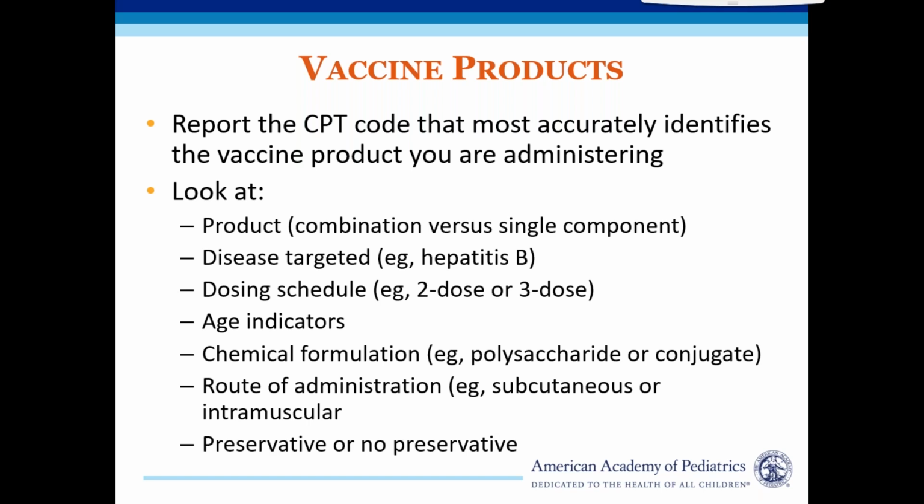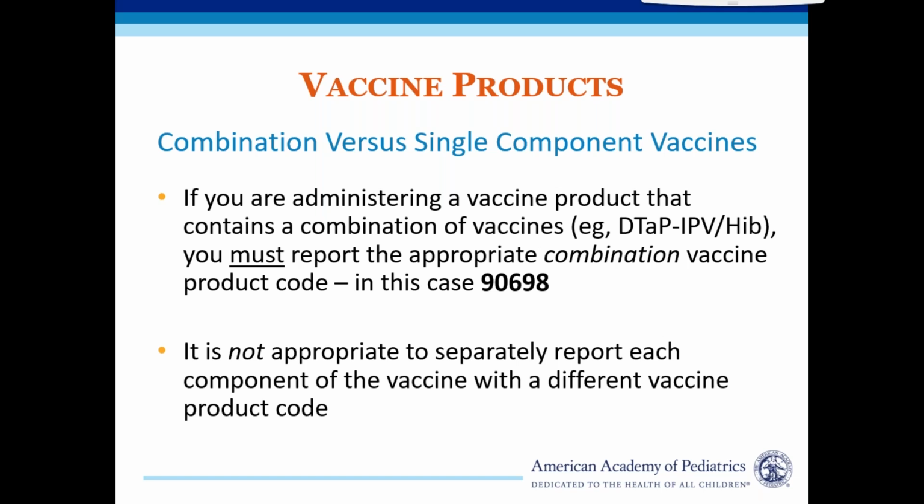Now remember, when you're reporting your vaccine product code, you must report the code that most accurately identifies the vaccine you're administering. There are many different variations now, especially with more and more products coming on the market. You have to look at the product itself. Is it a combination or is it a single component? What disease is being targeted? For example, Hep B. The dosing schedule, sometimes that varies even in the same product line. Is it a 2-dose or a 3-dose? Age indicators, chemical formulations, route of administration, and whether it contains a preservative or no preservative, which, as most of you know, is most important for our influenza vaccines.